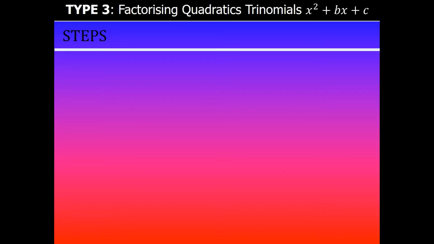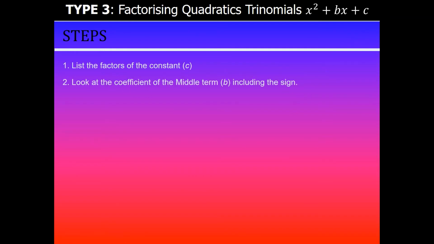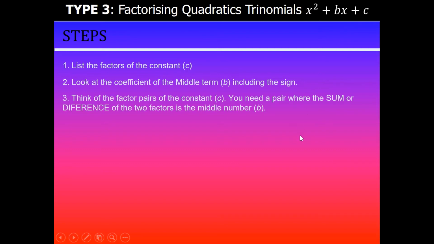So we'll quickly look at the steps involved in factorizing trinomials in the form x squared plus bx plus c. What you need to do is list all the factors of the constant, and then look at the coefficient of the middle term, which is b in this case, including its sign. You need the pair of factors where the sum or difference of the two factors is the middle term b, and then we can place those two factors as x plus or minus the first factor and then the second factor there.